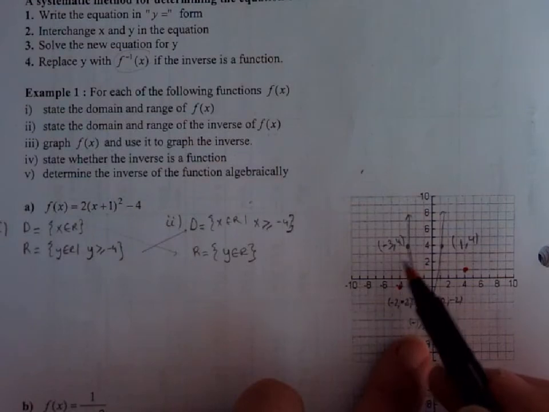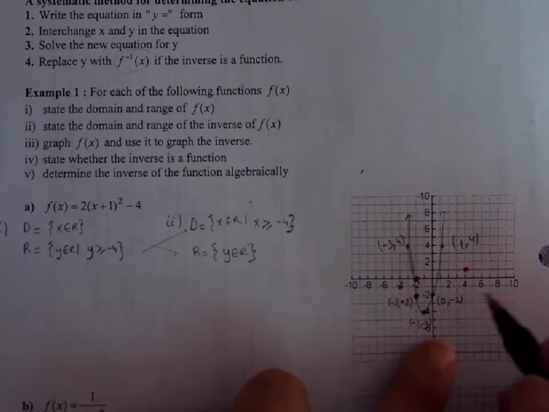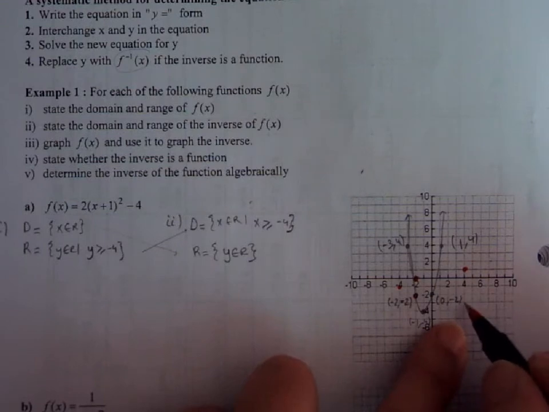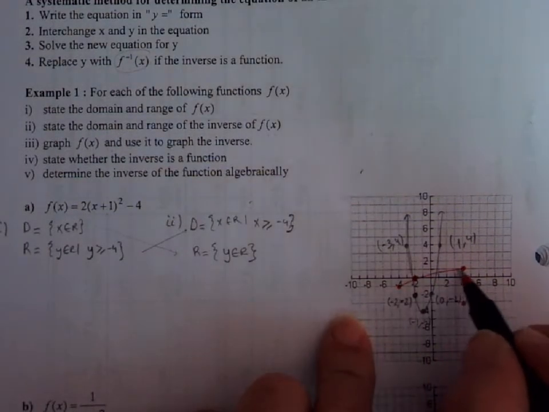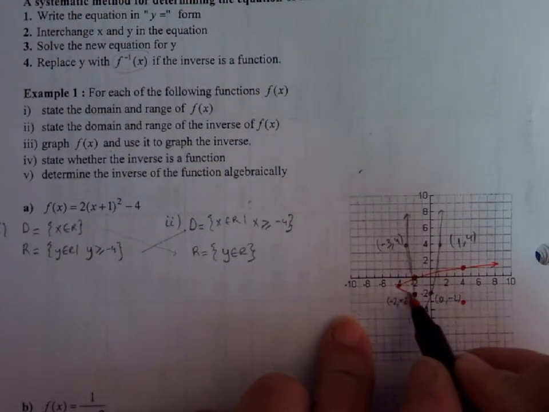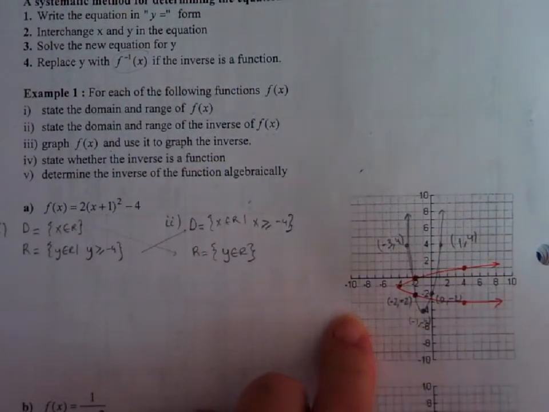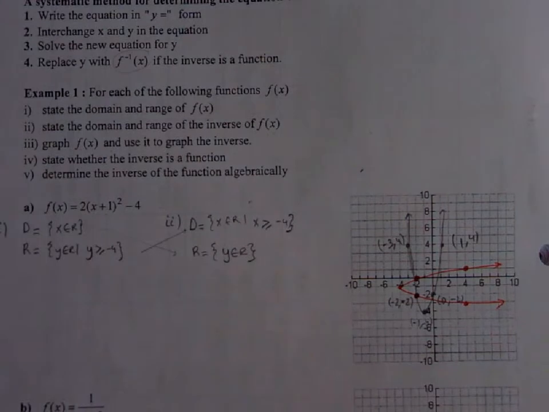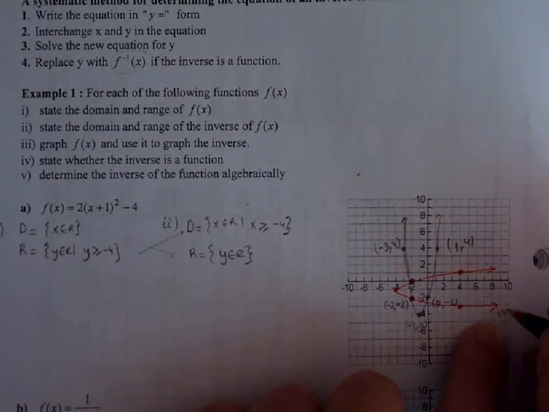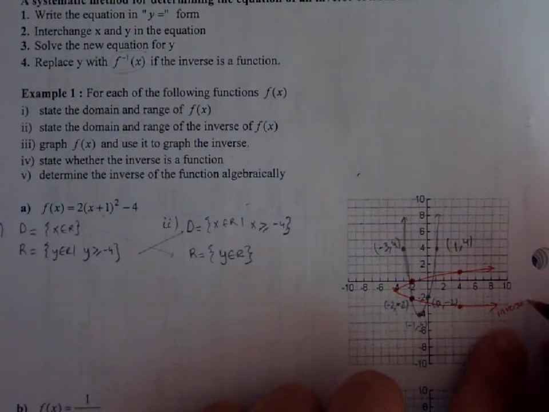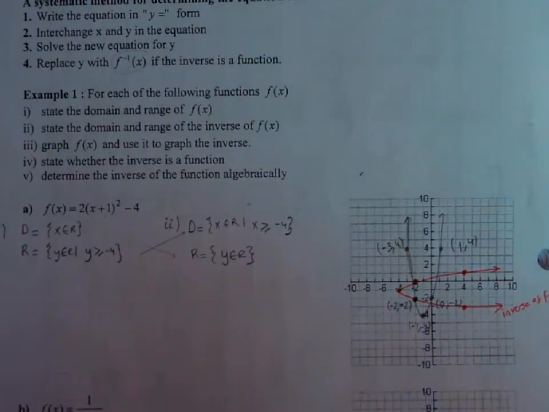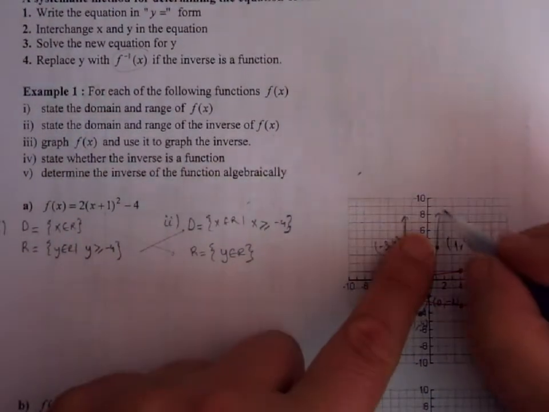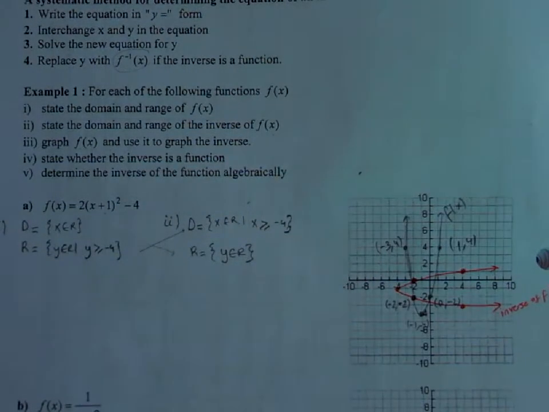And you have (-3, 4) on the original. Now you have (4, -3). There we go. So that is the inverse. This is the inverse of f of x, and this one was f of x.